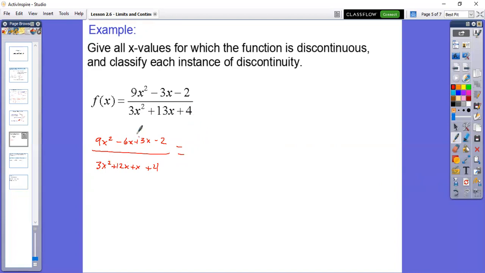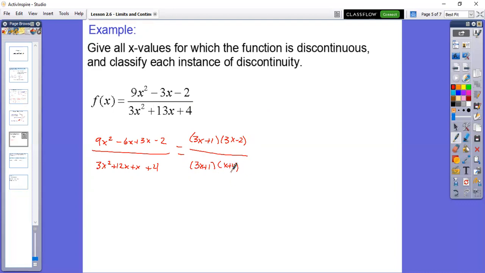All right, so when I factor things out, I'm going to skip over a little step right here. I know that 3x minus 2 is what I'm going to be left with, so I factor out 3x. I'm left with 3x plus 1 times 3x minus 2. And then in the denominator, I'm going to do kind of the same thing. I'm going to factor out 3x plus 1, and I'm left with x plus 4.